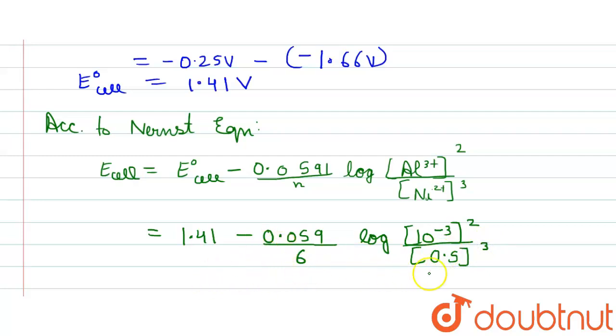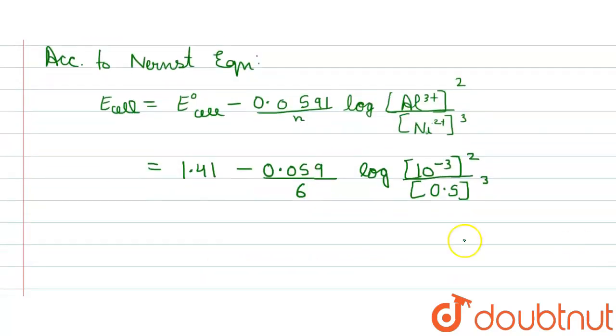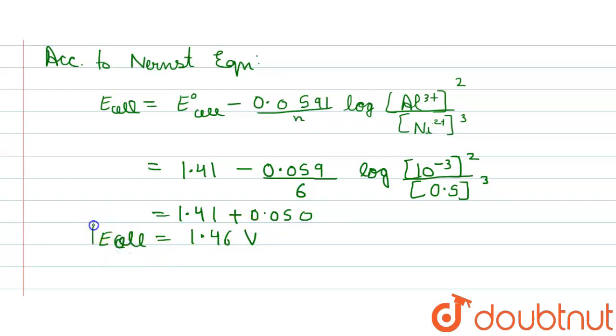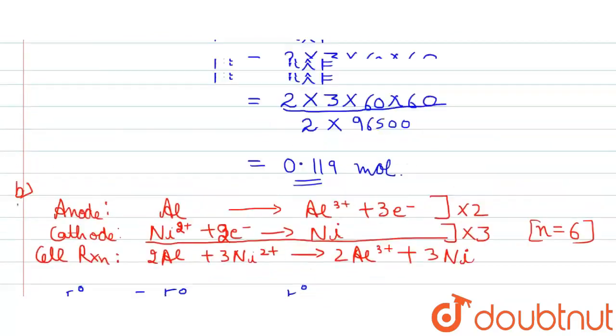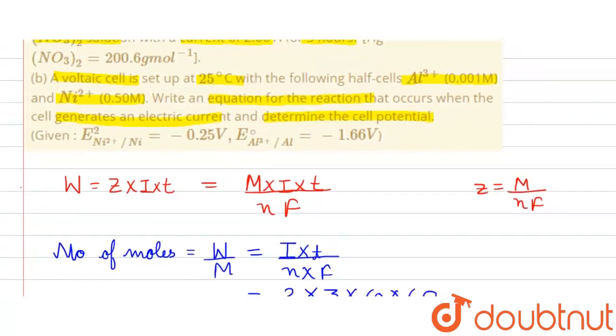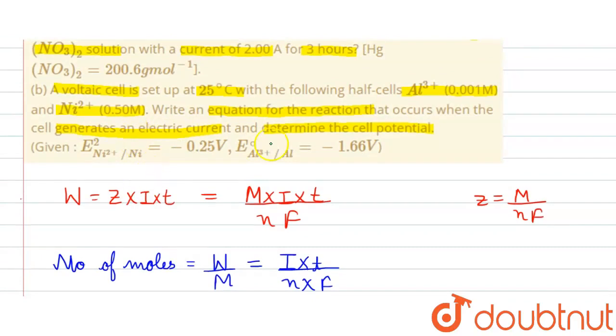So when we calculate this value, first we have 1.41, and this overall value will become plus 0.050. So our final E cell value will become 1.46 volt. So the final answer of the B part will be 1.46 volt. That is the cell potential of the given reaction. So these are the answers.